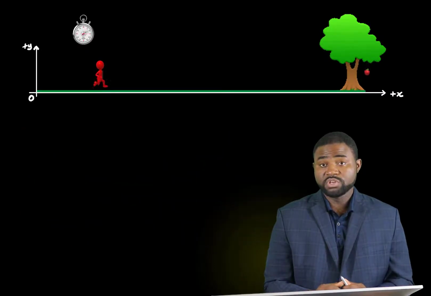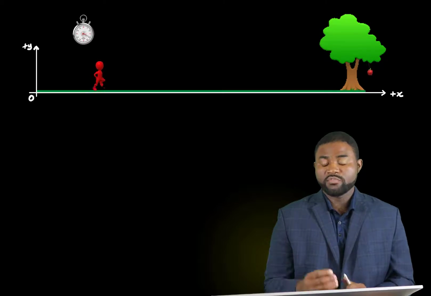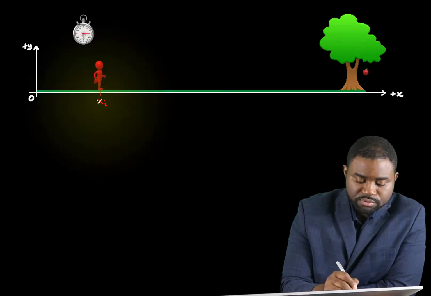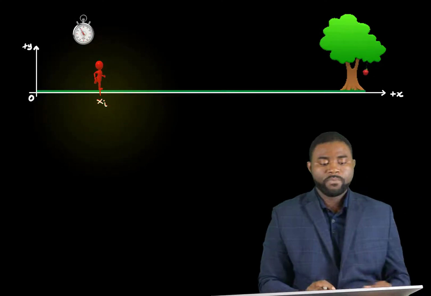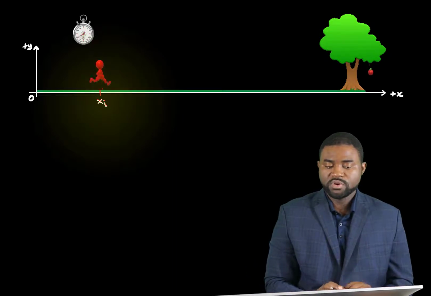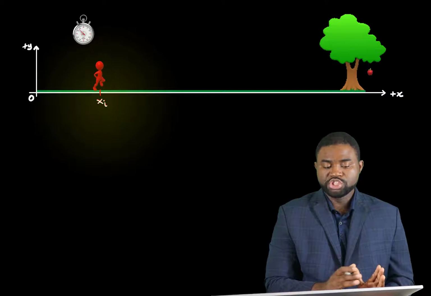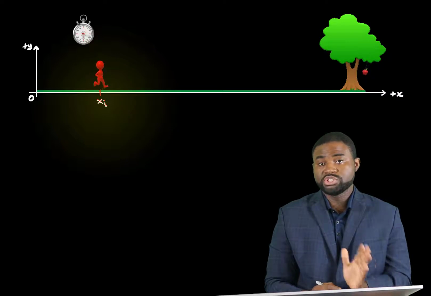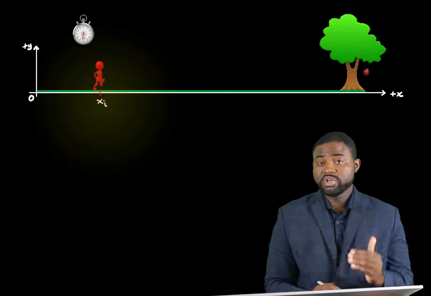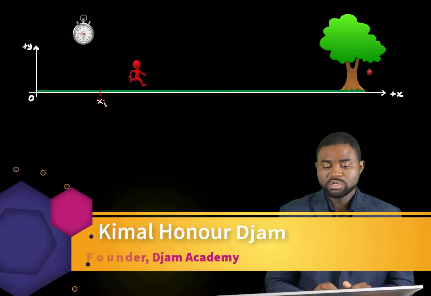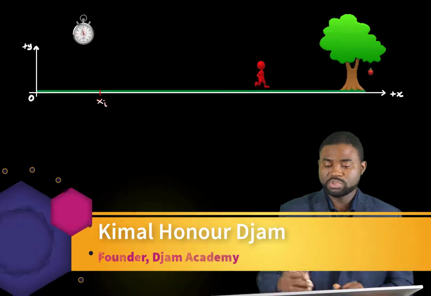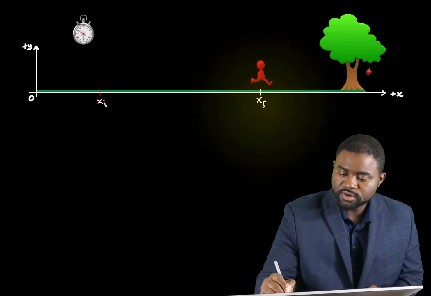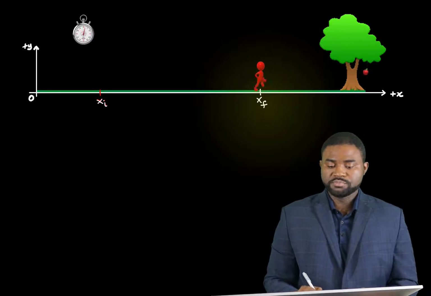In front of us, we have a jogging man, a clock, and a coordinate axis. His initial position is xi. So the question really is, what if he jogs to a different position? How do we quantify the rate at which he is jogging, the rate at which he is moving? So suppose he jogs to a final position. This right here is his x final. That is his final position.